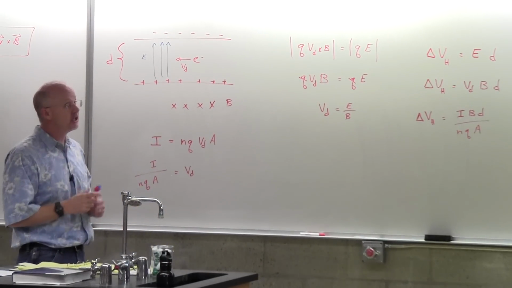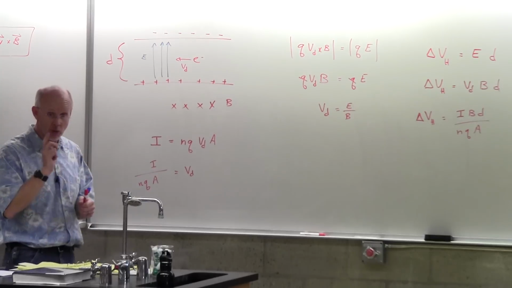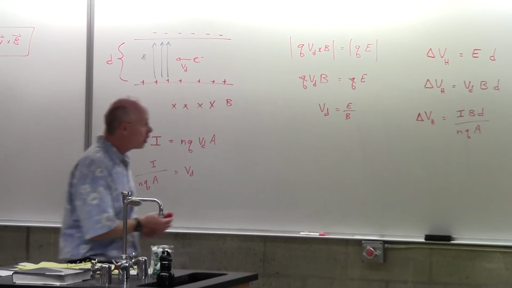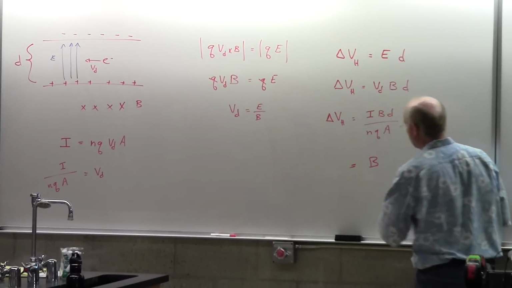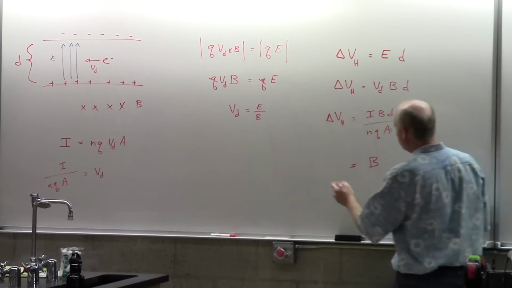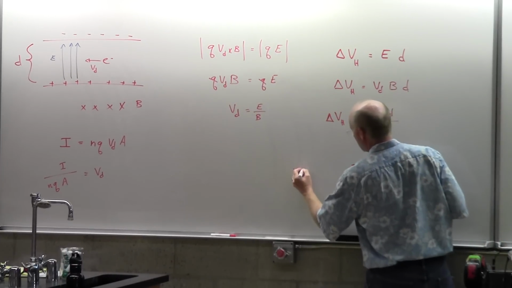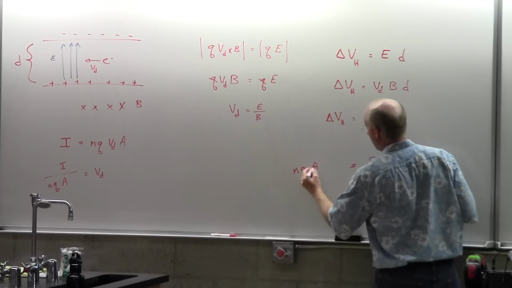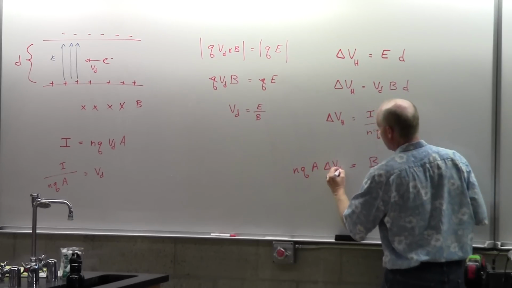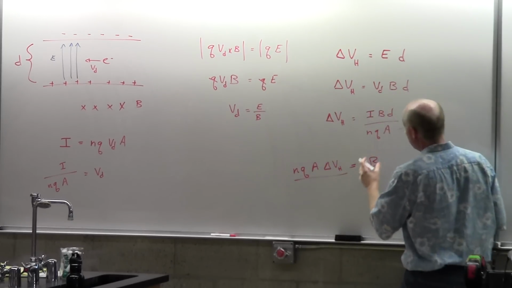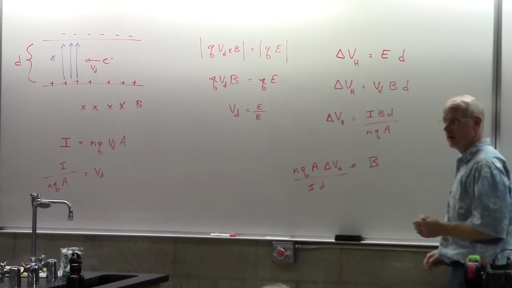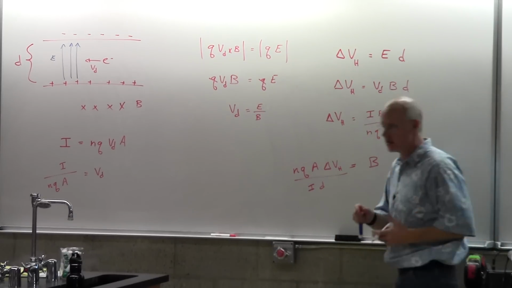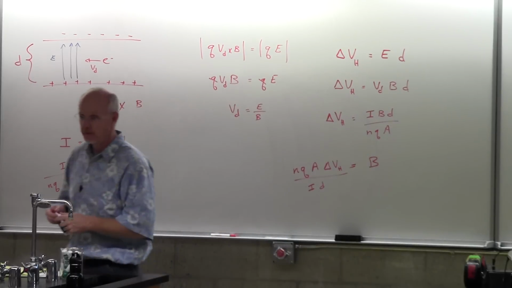I kind of want you to see the reverse of this, because this is what we will be doing in the lab. Couldn't I rearrange this equation to say B equals the concentration of them, the charge, the area, the voltage you get from your Hall meter, divided by the current you are sending through and D, the width of this metal strip?